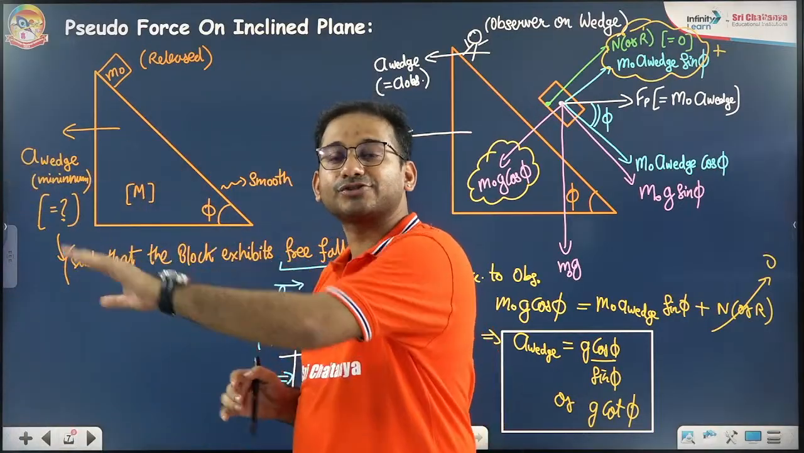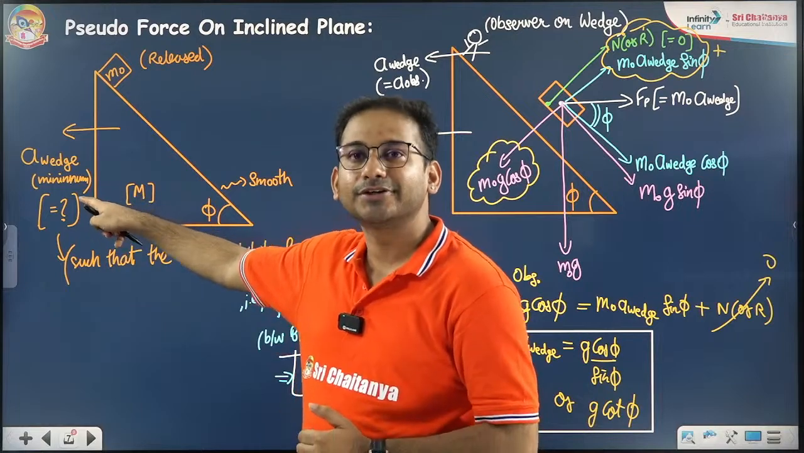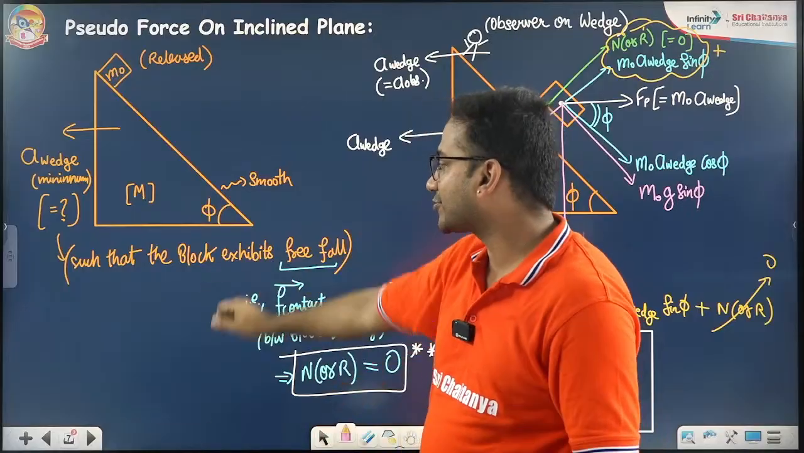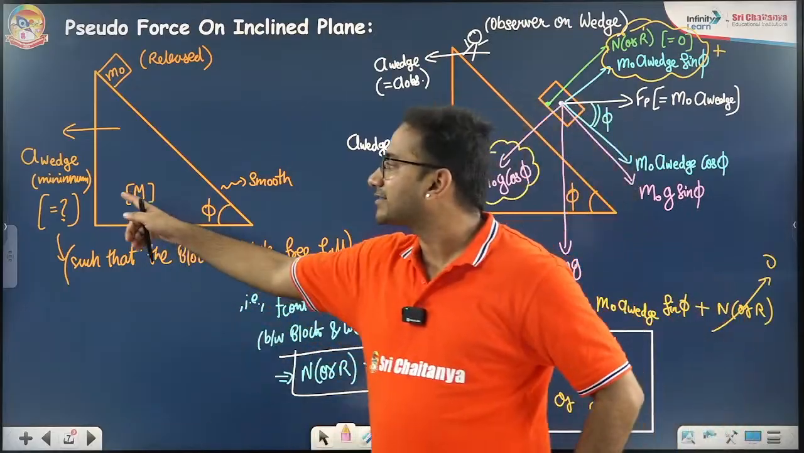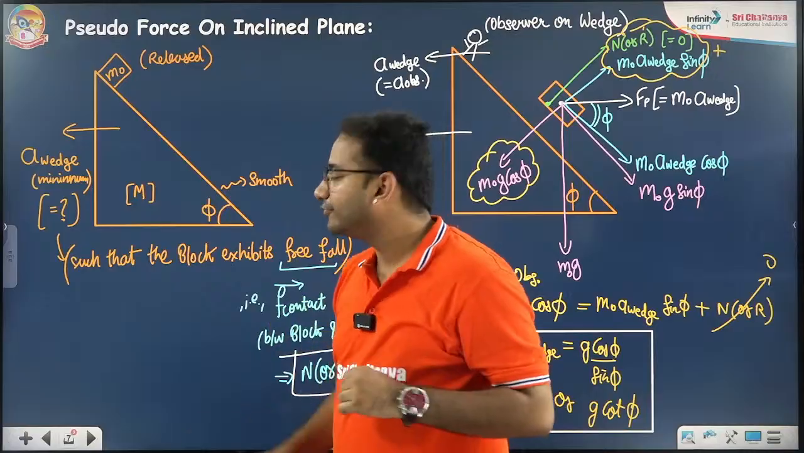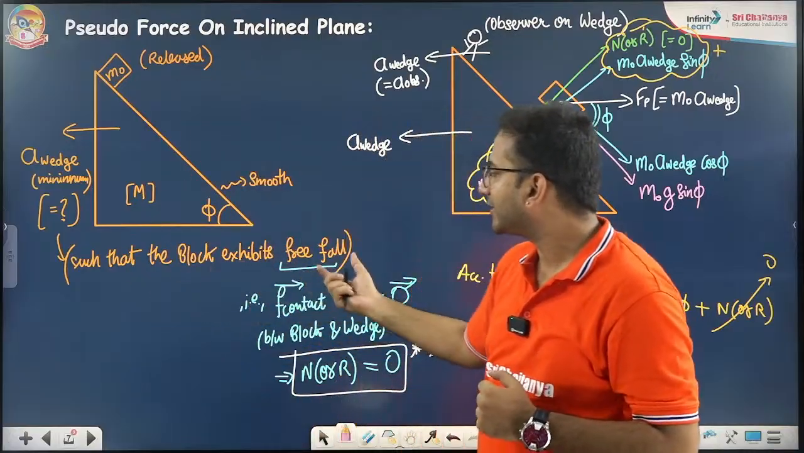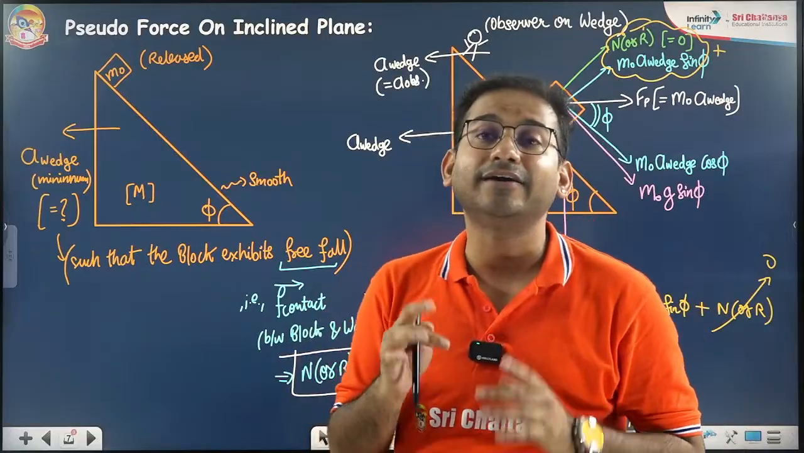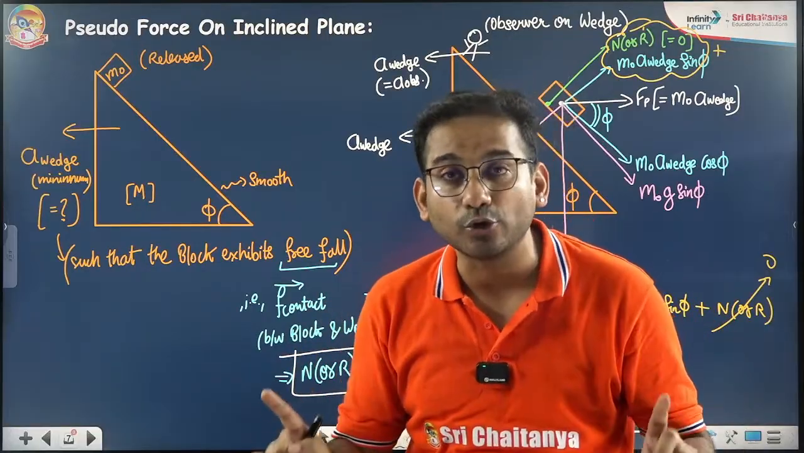You can remove the wedge with a certain minimum acceleration such that the block will exhibit free fall. That was the question: determine the minimum acceleration of the wedge with which it will be removed so that the block kept over it will exhibit free fall. Free fall means the block must be falling under the influence of gravity alone.